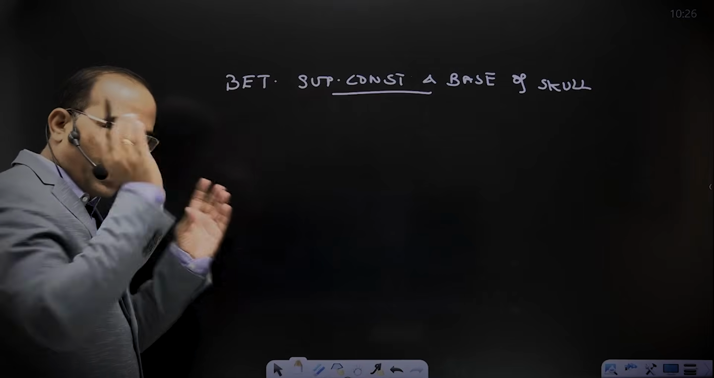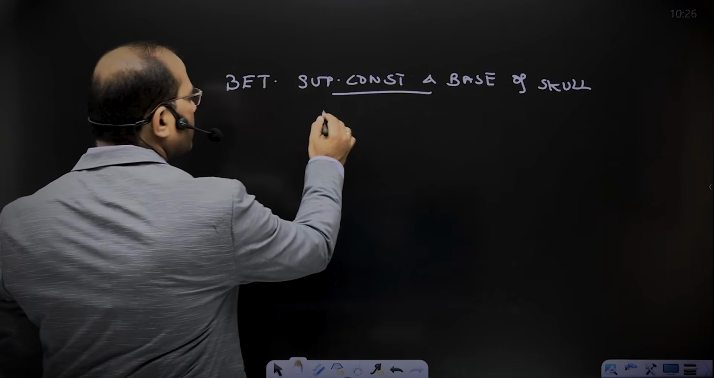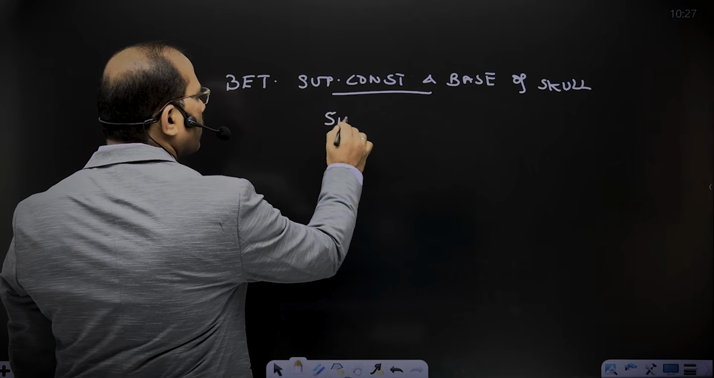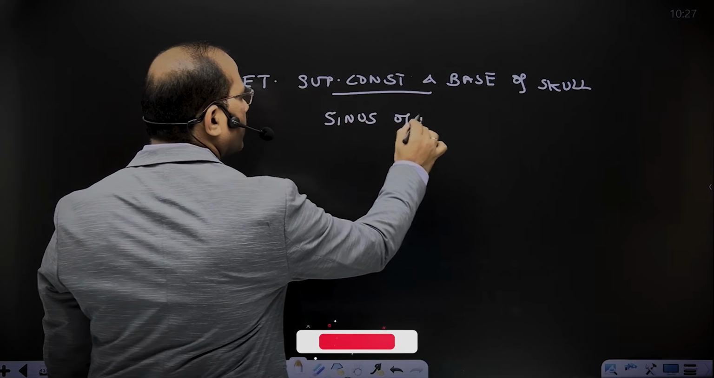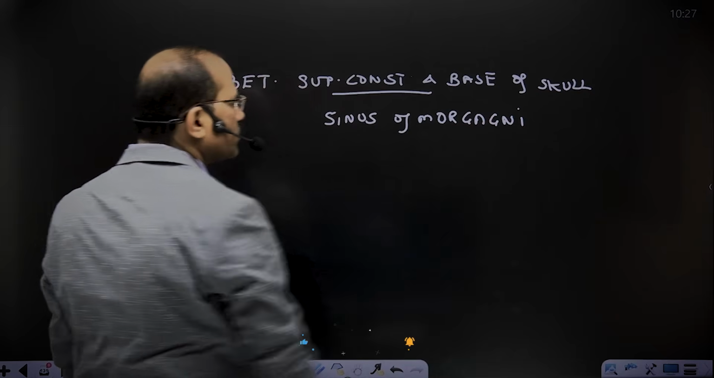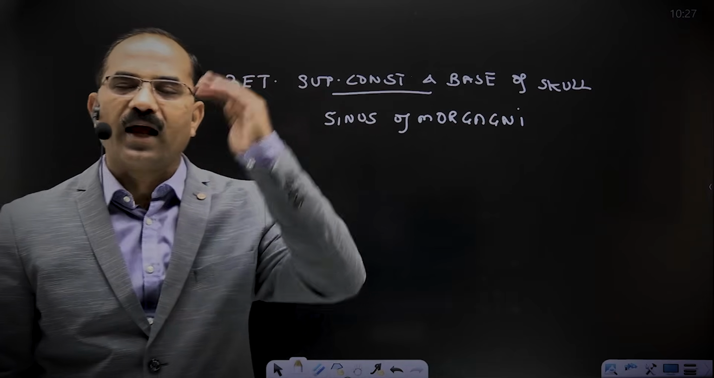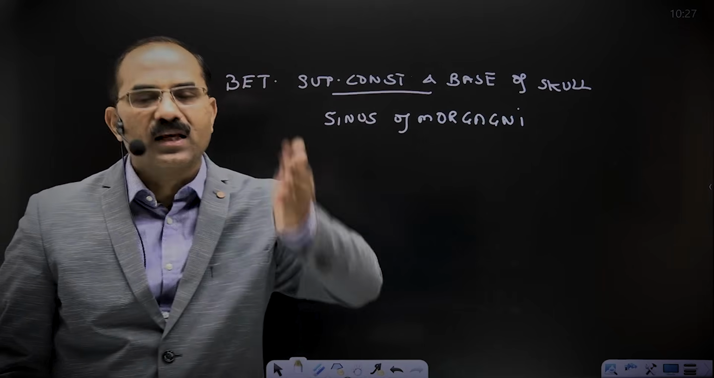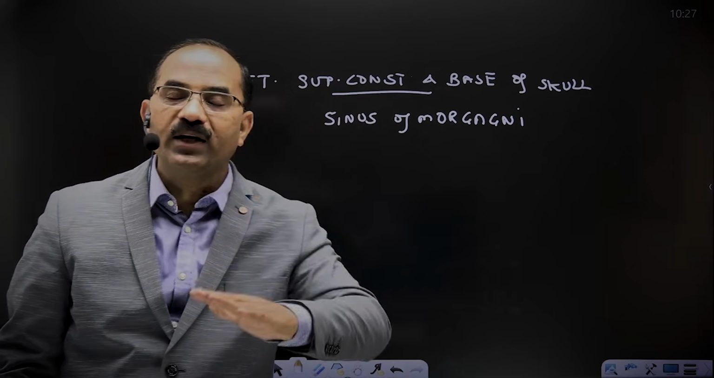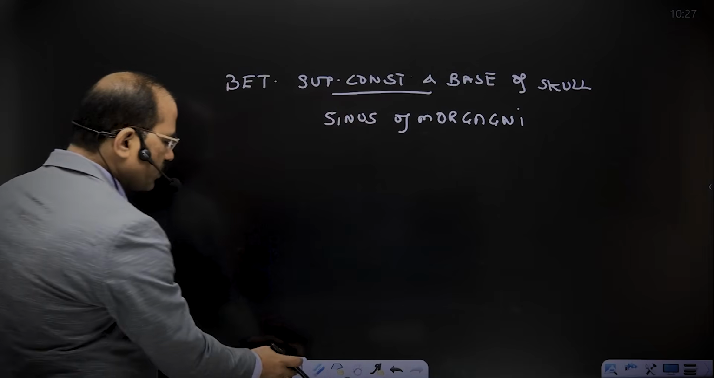This gap between the superior constrictor and the base of the skull is known as the sinus of Morgagni. So what is the sinus of Morgagni? That's a space between the superior constrictor and the base of the skull, and this gap is closed by the Pharyngobasilar Fascia. Clear? So what are the structures passing here?